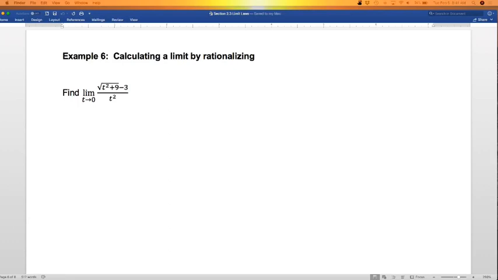Now, here's the weird part. Looking at this, we don't have something that we can FOIL out or distribute out in the numerator and cancel out with a t squared. We don't have a radical in the denominator to rationalize. And we've got a t squared in the denominator that we can't plug 0 in for. So we have to use a really strange approach, at least in my book, to rewriting this equation.